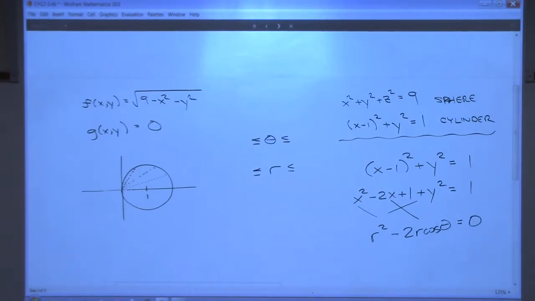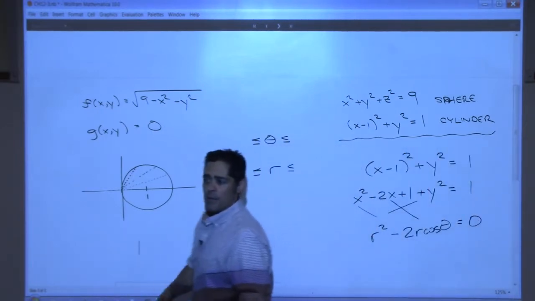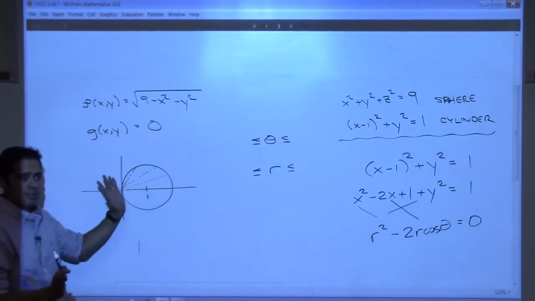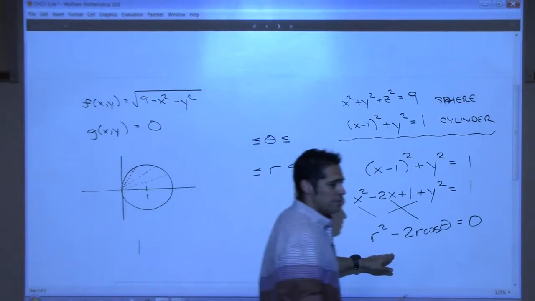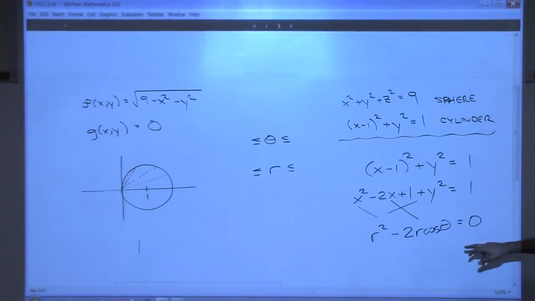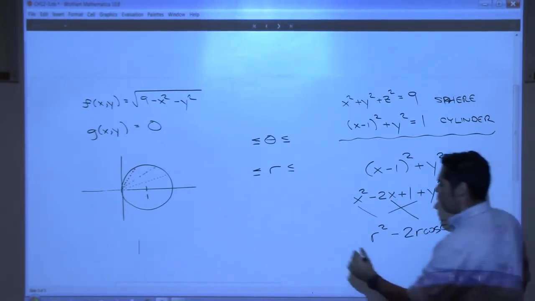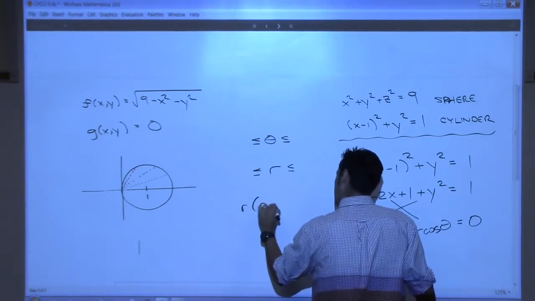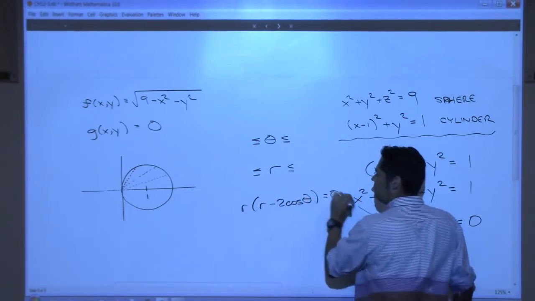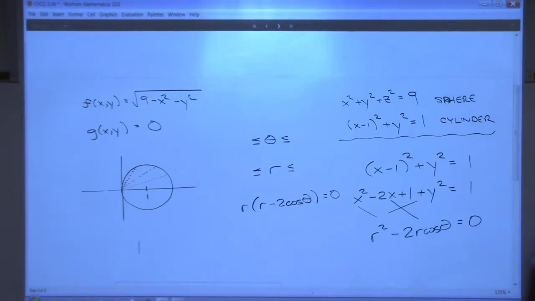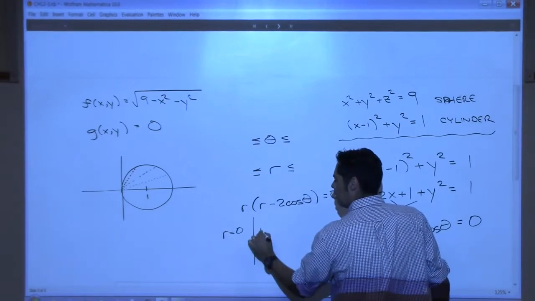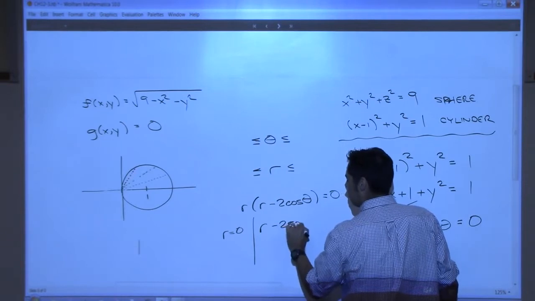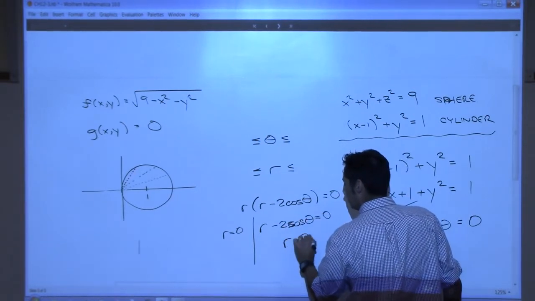Now remember what we're trying to do. We're trying to find restrictions on r and theta. Theta should be stuck between two constants, but my radius should be stuck between two functions of theta. Can you solve this equation for r? It's a quadratic in r, isn't it? What can you factor out of each of these? R. So if I factor out an r, I get r times r minus 2 cosine theta equals 0. Set each one of these equal to 0. What do you get? R is 0, and r minus 2 cosine theta is 0, which means that r is equal to 2 cosine theta.